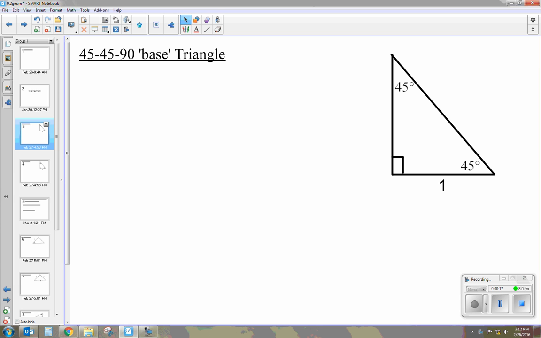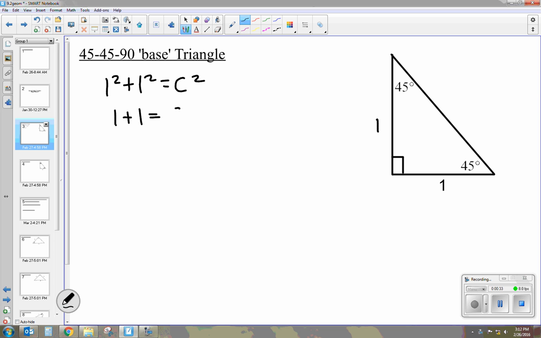And when we have a 45, 45, 90, when those two angles are congruent, that means these two sides, or legs, are congruent. So they're both 1. To find out what the hypotenuse is, we're going to use the Pythagorean theorem. So the hypotenuse of a 45, 45, 90 is the square root of 2, and the legs are 1. So we will have to remember that fact for our problems today.